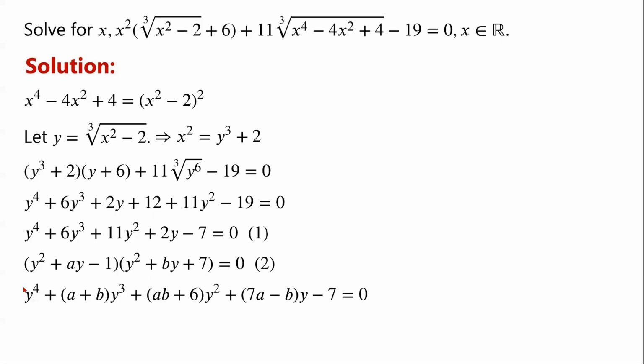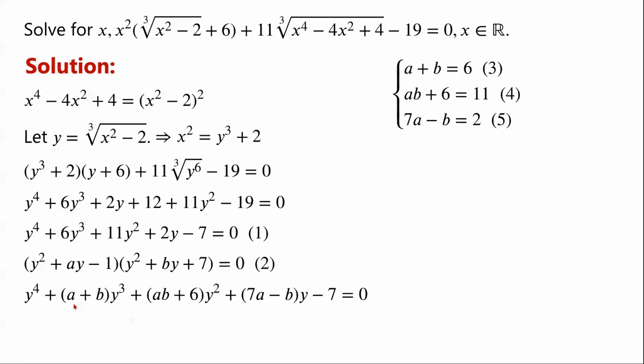Expanding and grouping like terms, we obtain the equation y to the power of 4 plus (a plus b) times y cubed plus (ab plus 6) times y squared plus (7a minus b) times y minus 7 equals 0. By comparing this to equation 1, we can now solve for a and b. By equating the coefficients of like powers of y, we derive a system of equations. a plus b equals 6. ab plus 6 equals 11. 7a minus b equals 2. We label these as equation 3, 4, and 5 respectively.